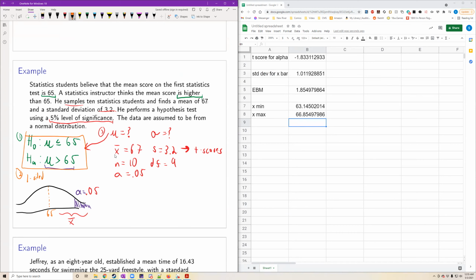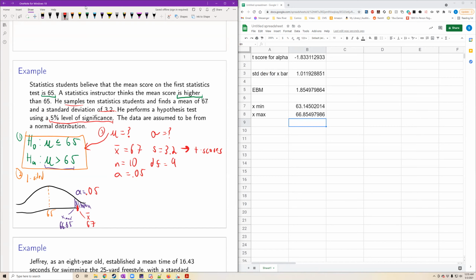So we found that the x max is 66.85, which means that the mean from our sample, x bar, is up here above. Let's go ahead and write that in on our graph real fast. So here, the x max was 66.85. And here, the sample mean x bar was 67. This was larger, outside of the expected range. In other words, what we're saying is there's less than a 5% chance that this would have happened by mistake.